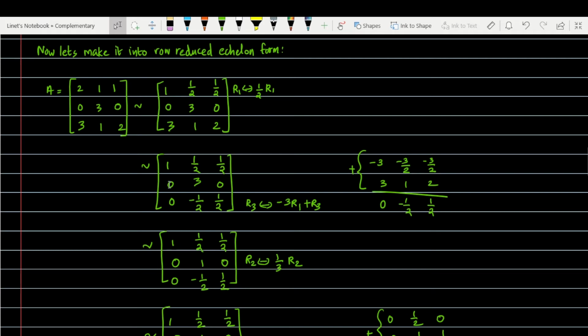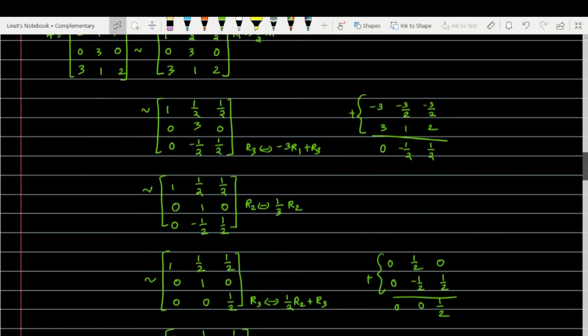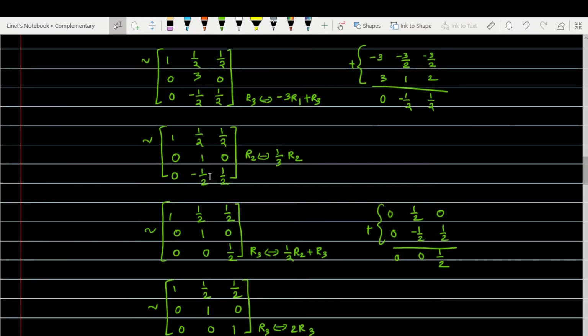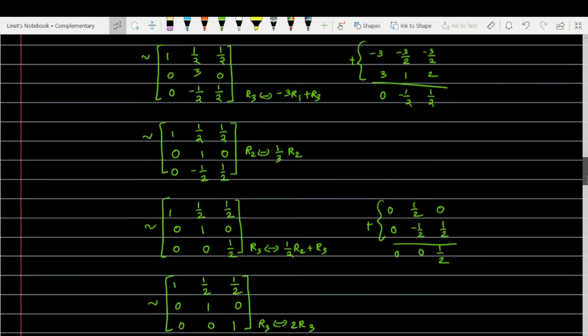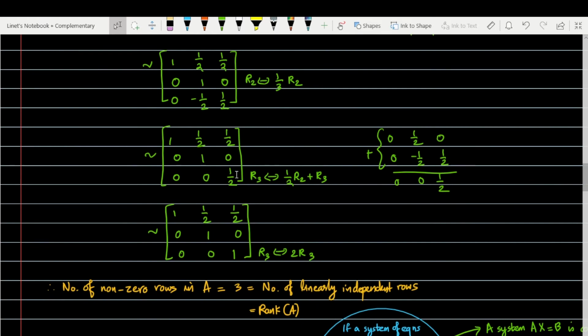Now R2, the whole row, can be divided by 3. So you get the second row changed to 0, 1, 0. Okay, and the third row can be changed using the row operation R3 becomes 1 by 2 R2 plus R3, and you get it like this. And then you can divide the third row by 1 by 2, or multiply the third row by 2. So you get 0, 0, 1 as the third row.